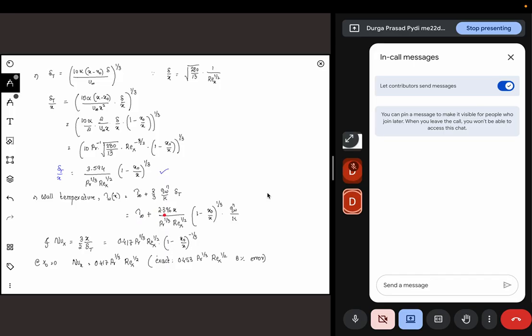Now that I have the values of Tw in this, I can directly calculate the Nusselt number. So this is the correlation we have, and this is within 8% as we compare with the Pohlhausen solution. Are there any questions up until now?